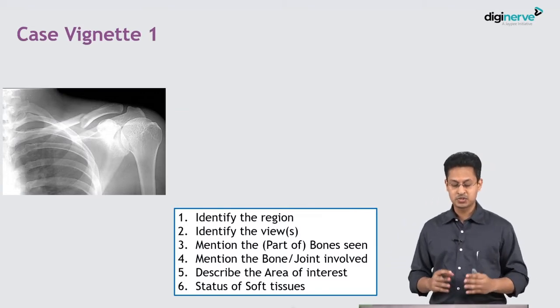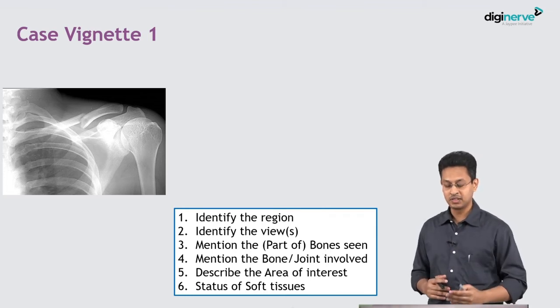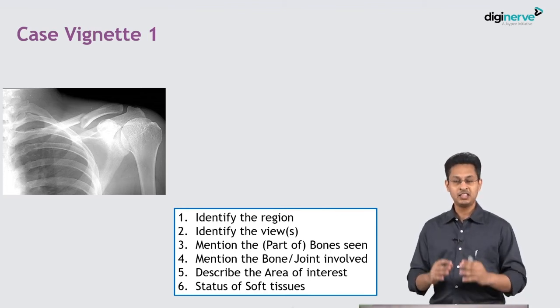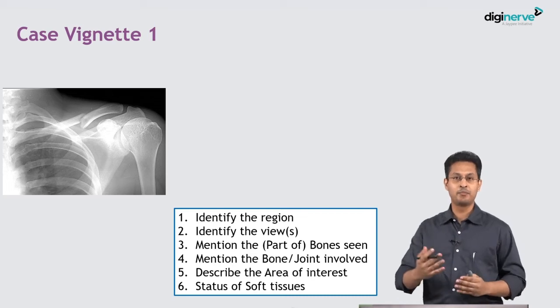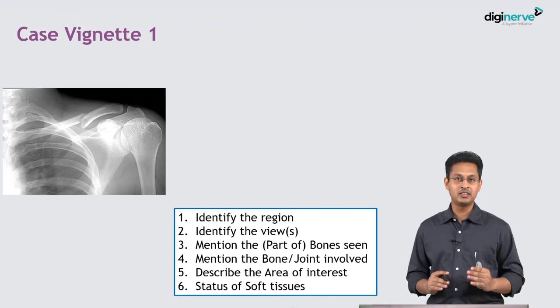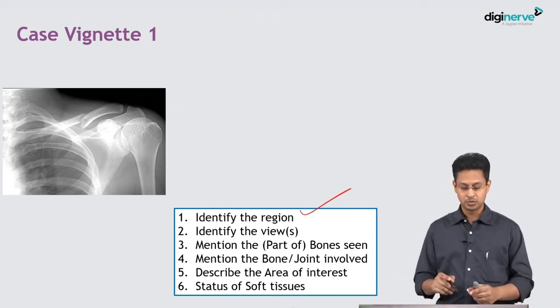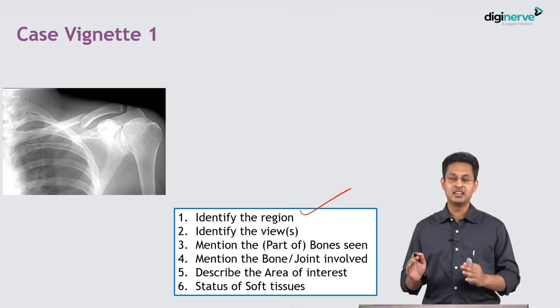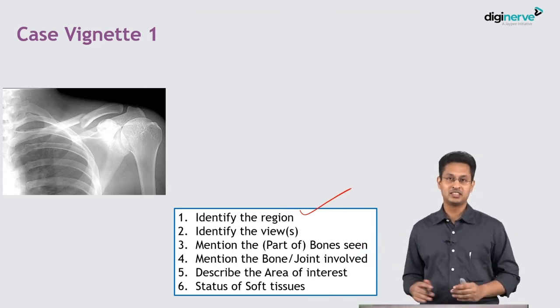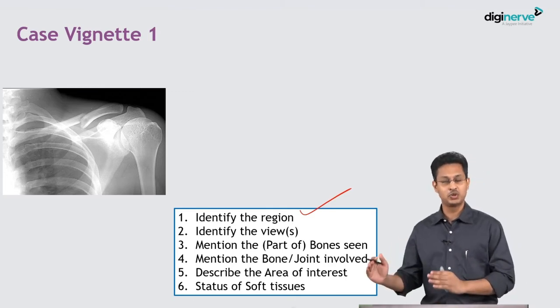As soon as you see the case, it becomes very difficult for the candidate to articulate how to begin with the description. So keep the template in mind. You start off by describing the region. The first part I wanted to highlight is to identify the region. This X-ray is of the left shoulder region, so you need to describe this as an X-ray of the left shoulder region.